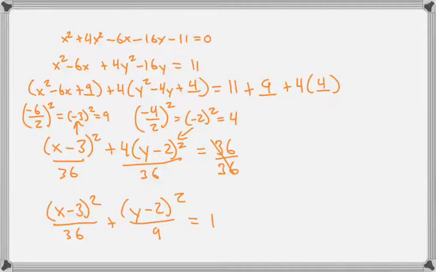So now we have our equation. We know our a is going to be the square root of 36, which is 6. Our b is the square root of 9, which is 3. And we know our center is at 3, 2. So we pretty much have everything we need. Ellipses, you don't have to have a lot of stuff in order to graph them. So that's really all we need.